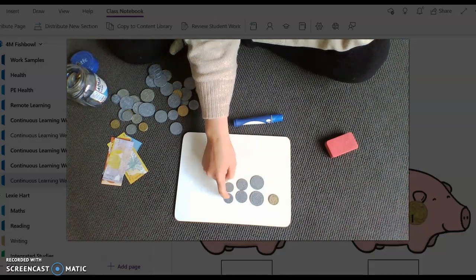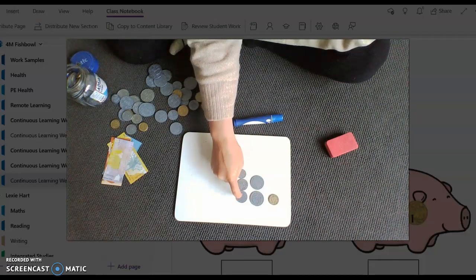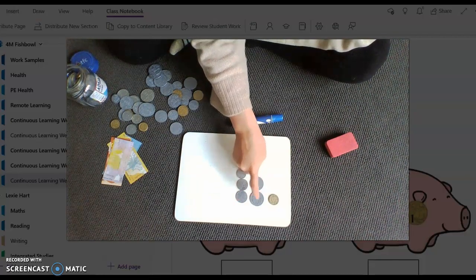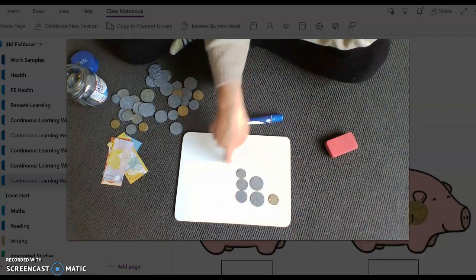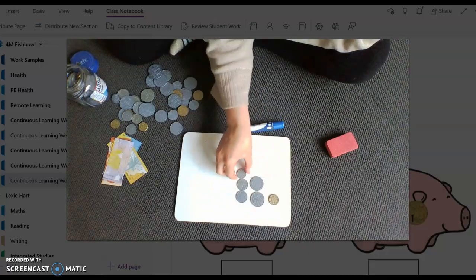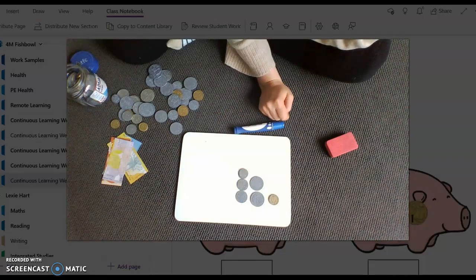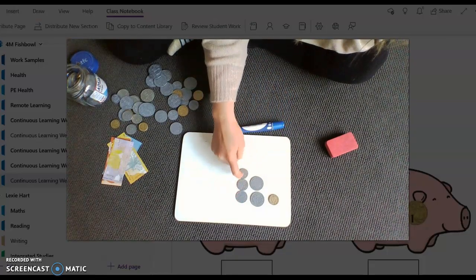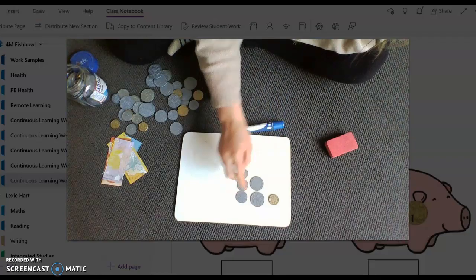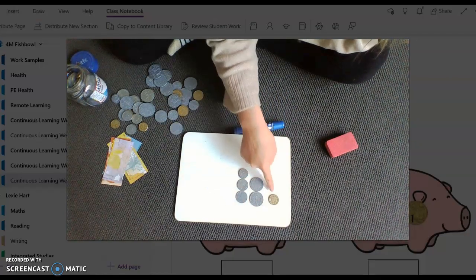5 and 5 is 10. So that's 10. I can move that here. 10, 20, 30, 40, 50, 60, 70. I've only got 70 cents there. So I can't make a dollar. But can you see how I've moved my 2 5-cent pieces with the tens to make it easier to skip count? So I've got 10, 20, 30, 40, 50, 60, 70. I've got 70 cents and $2.